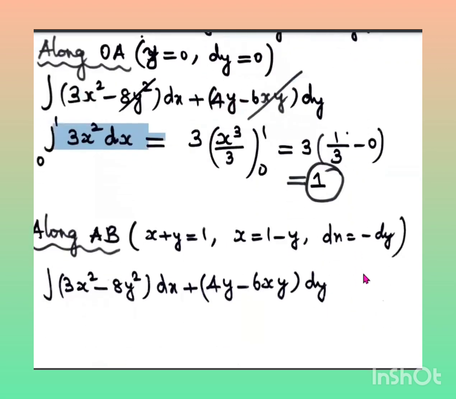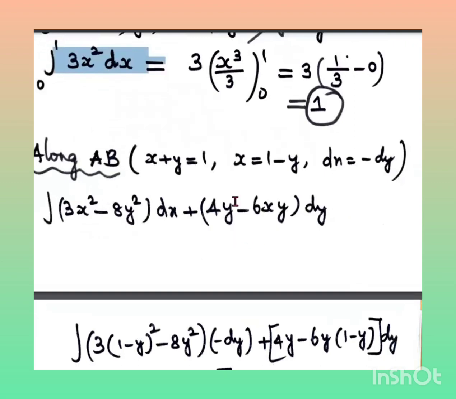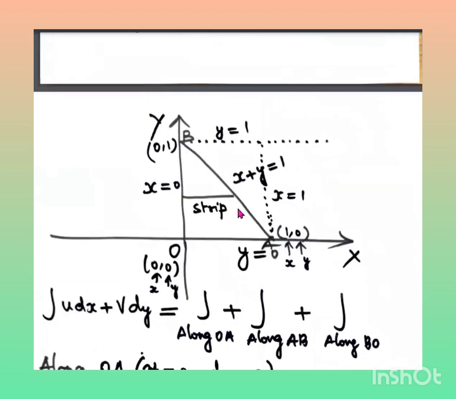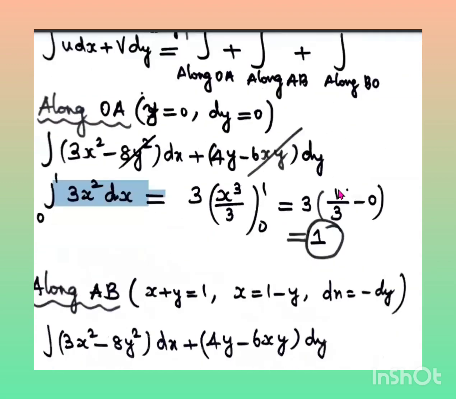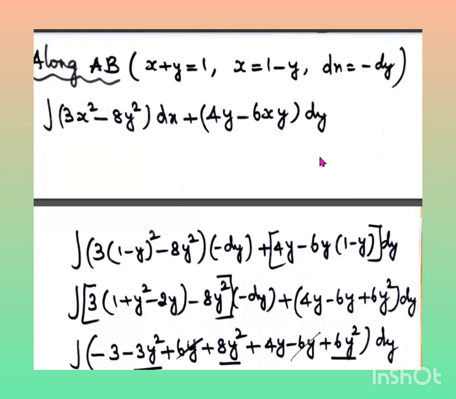Next you have to find along AB. Along AB, you can see the diagram. Along AB, x plus y is equal to 1. The equation is x plus y is equal to 1, so x is equal to 1 minus y. Dx is equal to minus dy, because 1 will become 0, and minus y, if you are differentiating, gives minus dy.